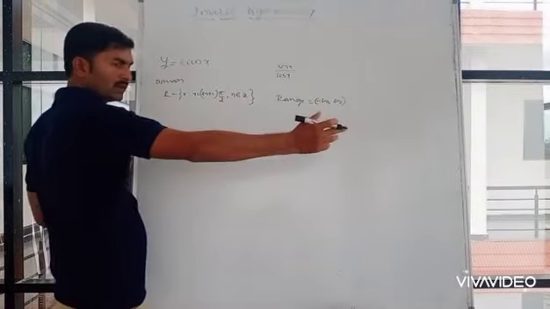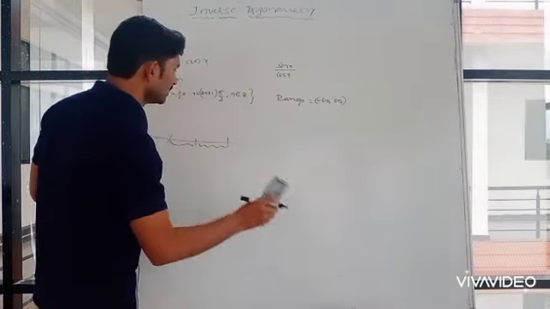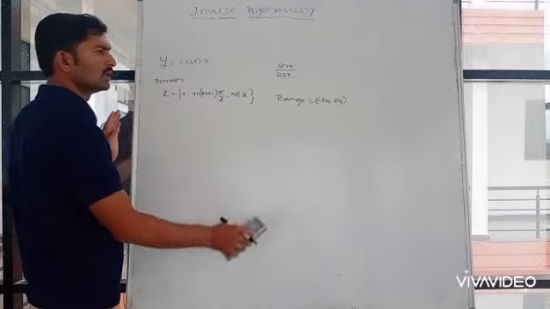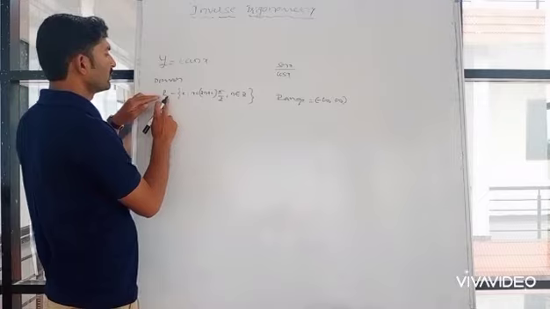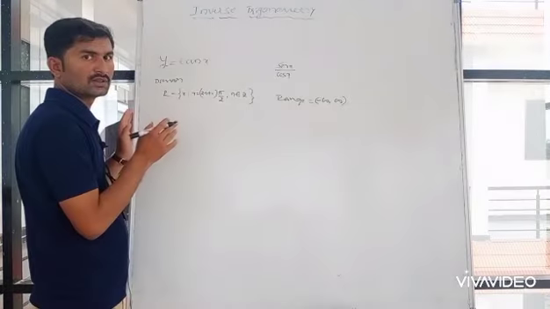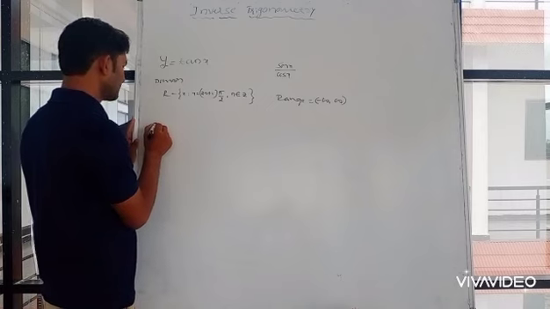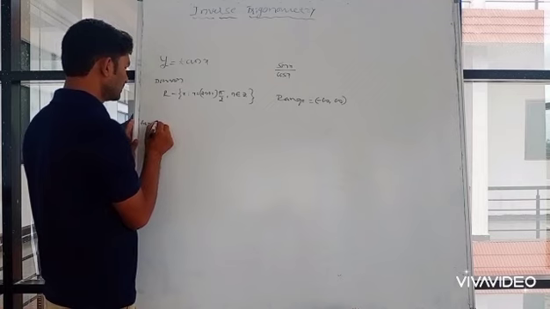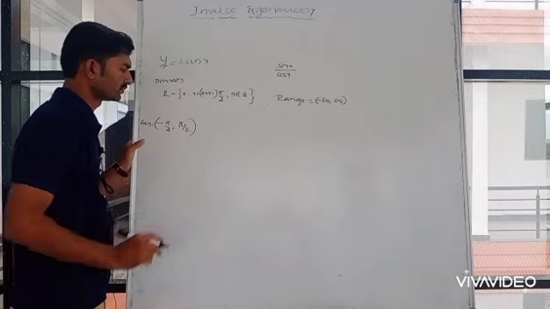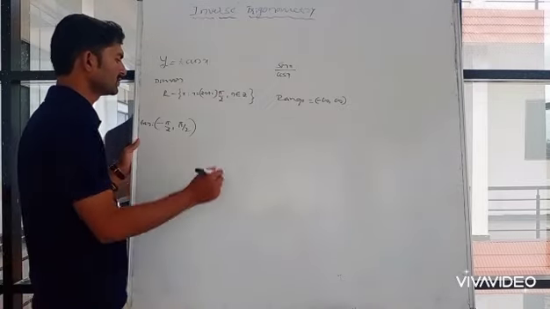If you consider the whole real line, the function will not be both one-one and onto. If it is not both one-one and onto, the inverse does not exist. To make the inverse exist, we'll restrict the domain. So for the tan function, we'll restrict from minus pi by 2 to plus pi by 2.